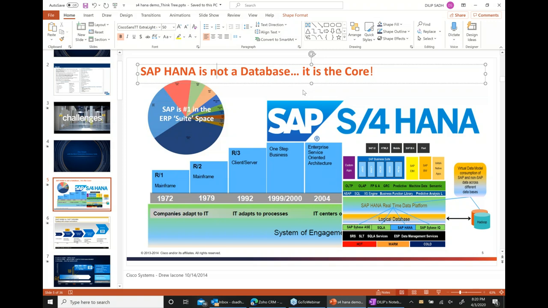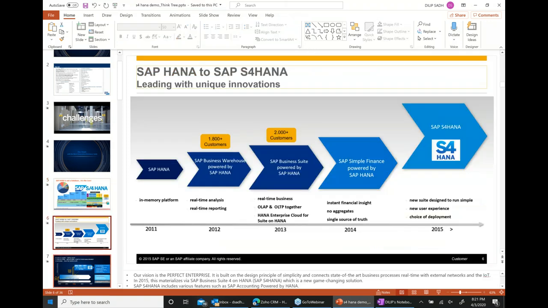That everything is working now on HANA only. For everything, HANA is their core. All their products are working on this engine called HANA. So they like to call SAP HANA a platform, an in-memory processing platform, although fundamentally it is a database. So this is how it has evolved since 2011.